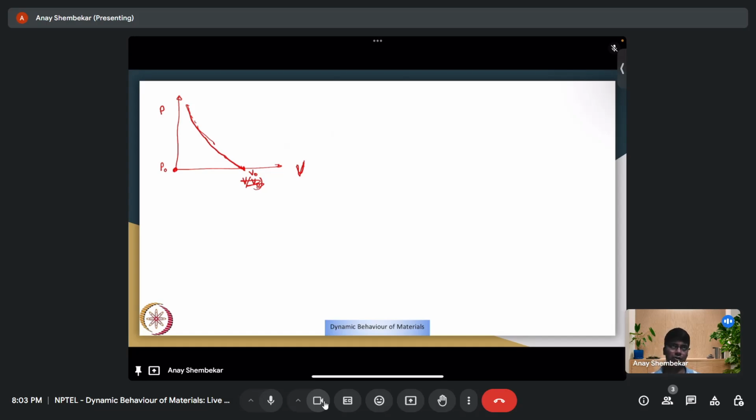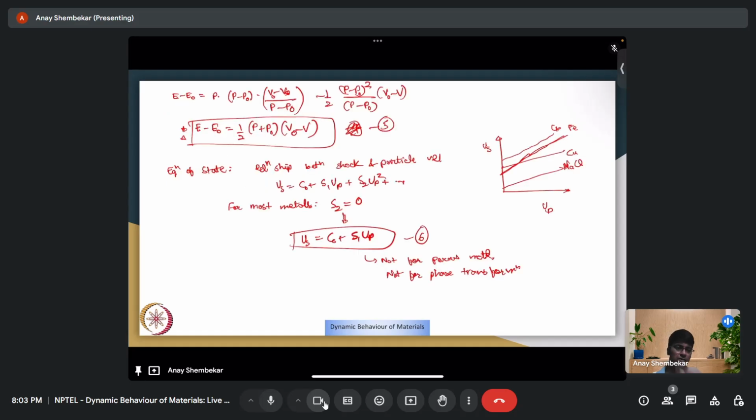which is a locus of all possible shock states from a given state P naught V naught, using the block of equations 4 and equation of state 6. So from this, we get the locus to be a single line. We'll learn more about this Hugoniot curve and Rayleigh line, I think, in the next session.